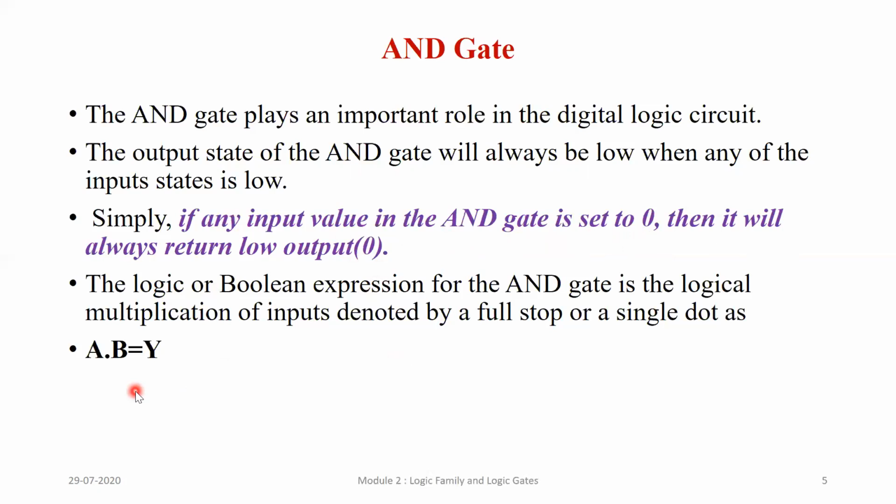And how do I represent it? For multiplication you have a multiplication symbol, for division you have another symbol. For ANDing, suppose I have two inputs A and B, and Y is my output, so A dot B is equal to Y. A single dot, or full stop, represents the ANDing operation. So A dot B is equal to Y, where A is one of the inputs, B is my second input, and my output is Y. This is how I represent an ANDing function. Now, this symbol.